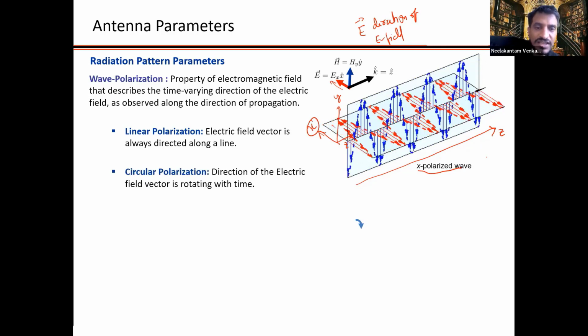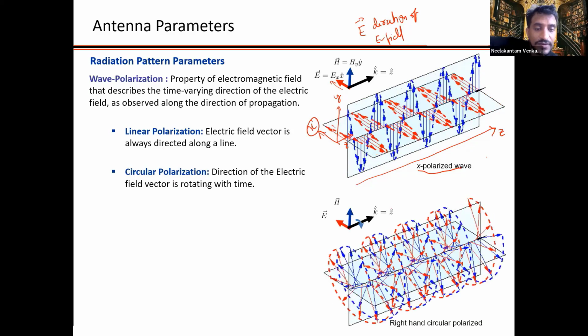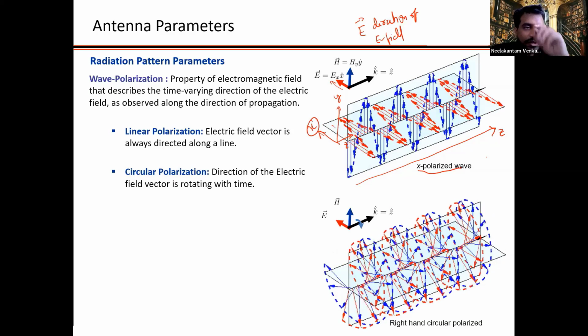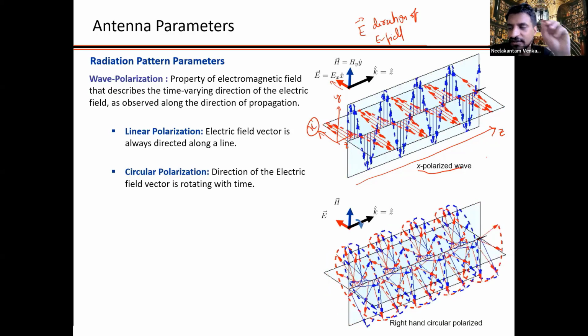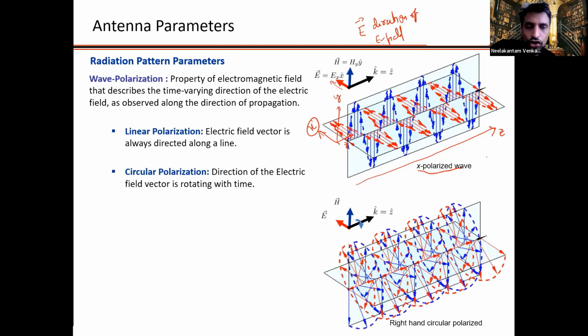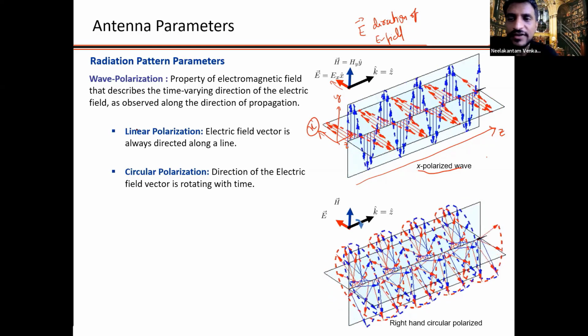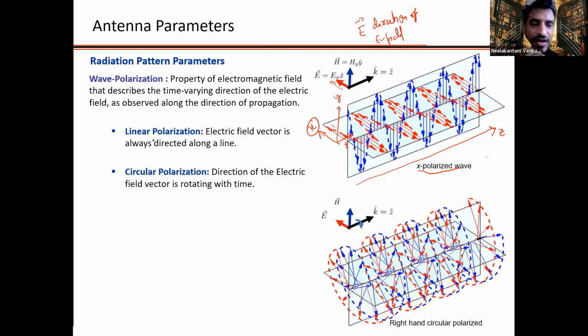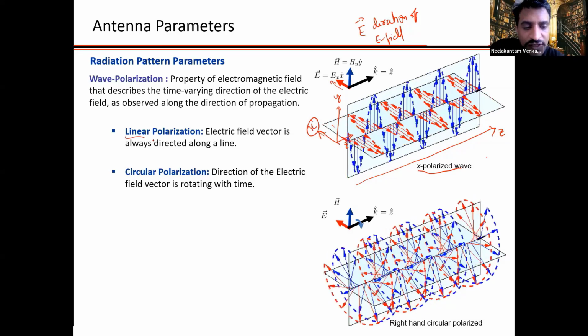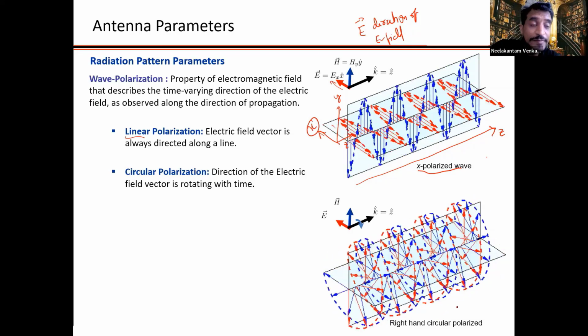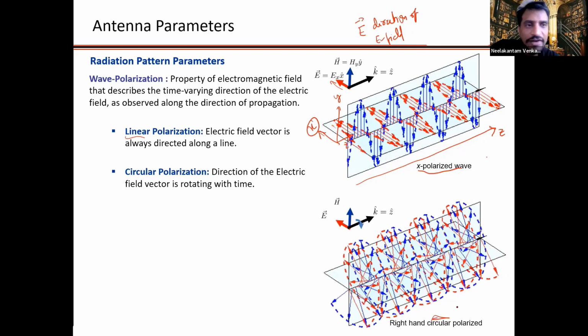Similarly, you can have an antenna which is circularly polarized. Here, the electric field keeps rotating in a circle. For certain applications, you might want simply linear polarization. For some applications, you might want circular polarization. For example, especially in satellite applications, you would have circular polarization.